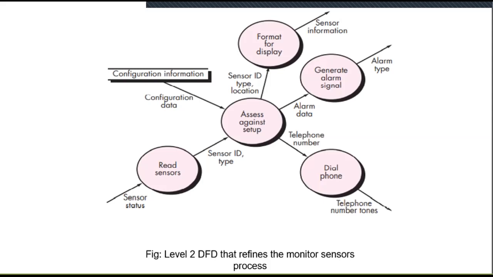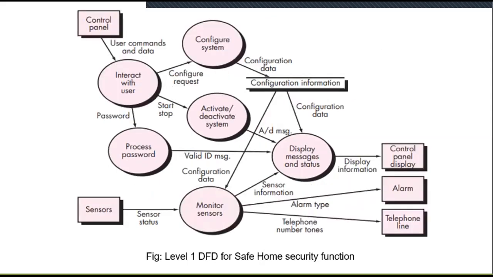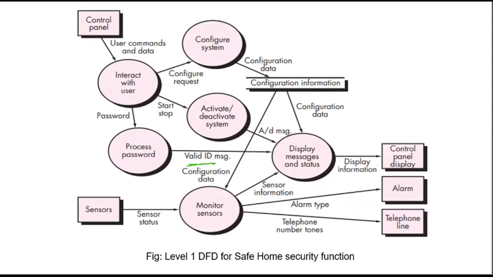Now, by applying the grammatical parse, first the control panel is going to issue the first command, interacting with the user. Interacting with the user means he can enter a password, and the password is processed. It is going to check whether your password is valid or invalid. When you've entered the password, the message and status can be displayed at the control panel for the first task.